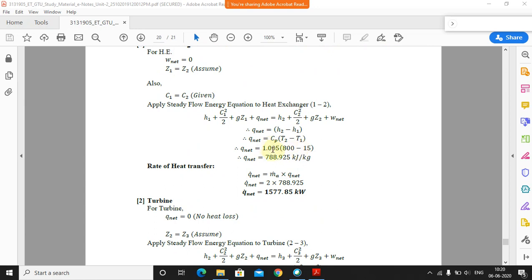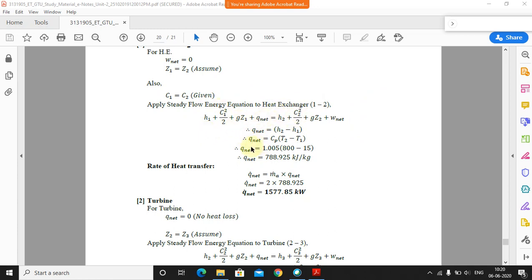Okay, so just put the value, 1.005 into 800 minus 15. If you calculate, that will give the value of q net, which is 788.925. Clear? The same equation we saw above, what they have done is take the whole equation and put in each value here, so that's why it looks like this.